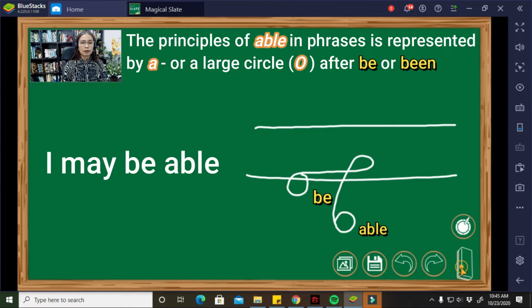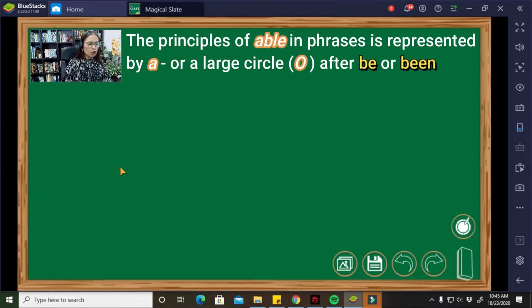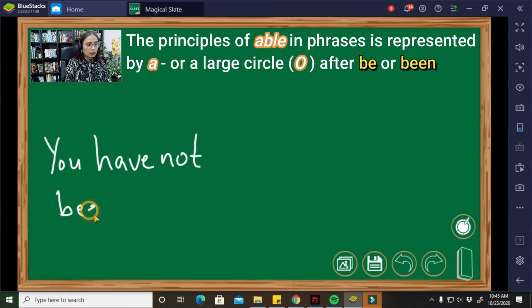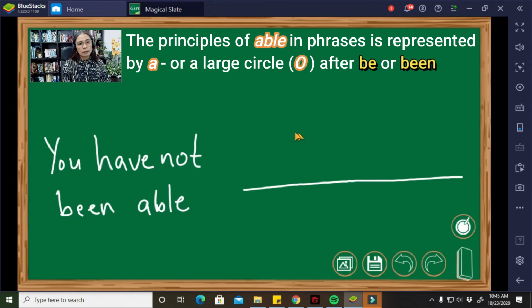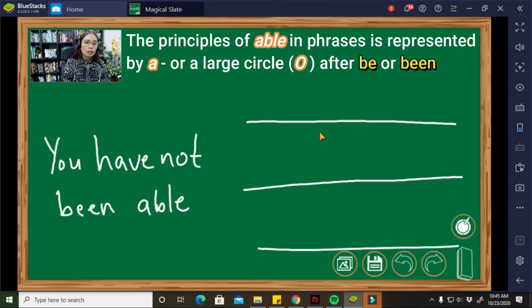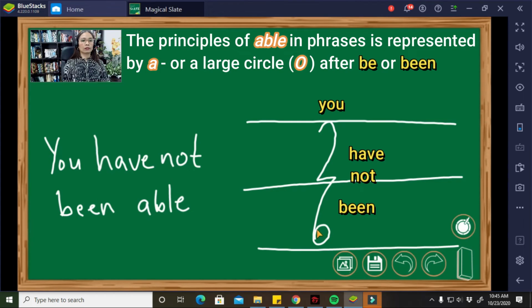So next, let's have another example. You have not been able. You have not been able. Okay. So let's draw a line here. Okay. There. You have not been able. See, you have not been able.